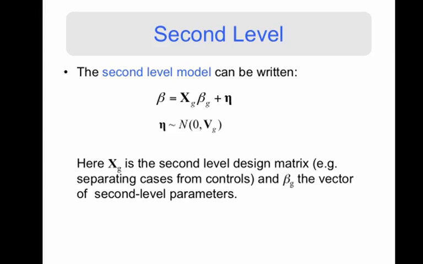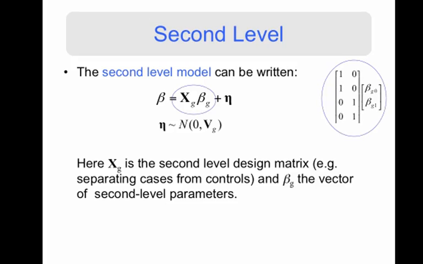Now the second level model can be written in the following way. We move the betas from the first level up to the second level, and we use this as our response variable. So the second level model is beta equal to Xg beta g plus eta, where eta is normally distributed with mean 0 and variance-covariance matrix Vg. Here Xg is the second level design matrix, and this, for example, can be used to separate cases from controls, and beta g is the vector of second level parameters.